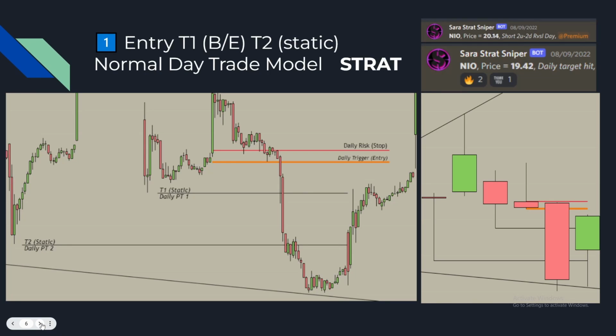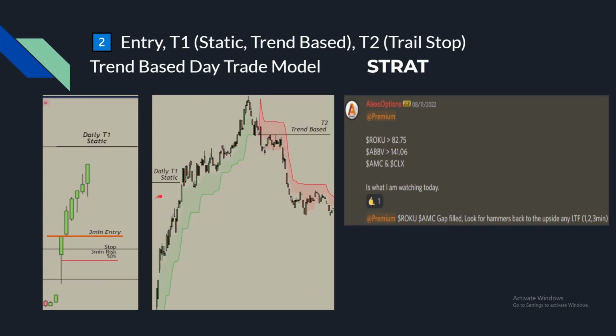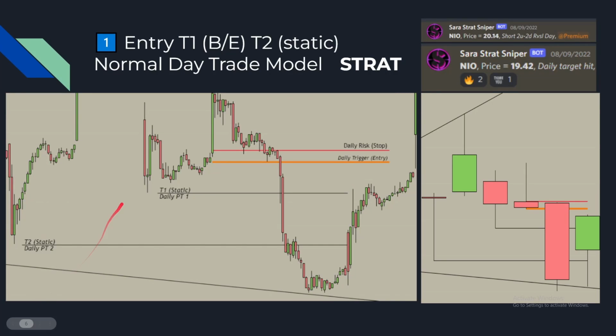So anyways, we'll get into risk management model number 1. And this is going to be an entry with a T1 giving you break-even stops. And this is going to be static. And all static means is that we know our target before taking our entry. And if we know it before taking our entry, it does not change. So we would be taking a daily trigger, and we'd be using daily risk, which is that high of day or previous day's open. They're around the same price point, but we just talked about it.